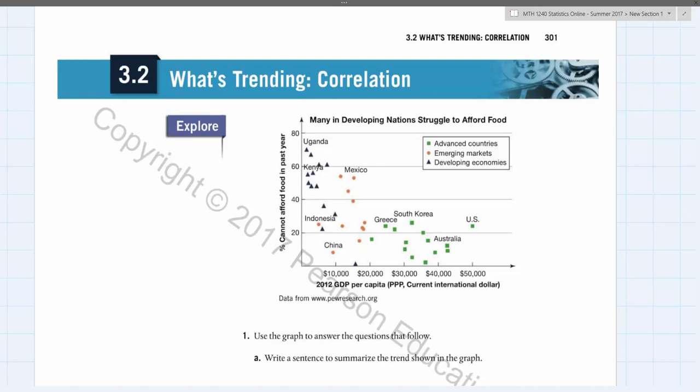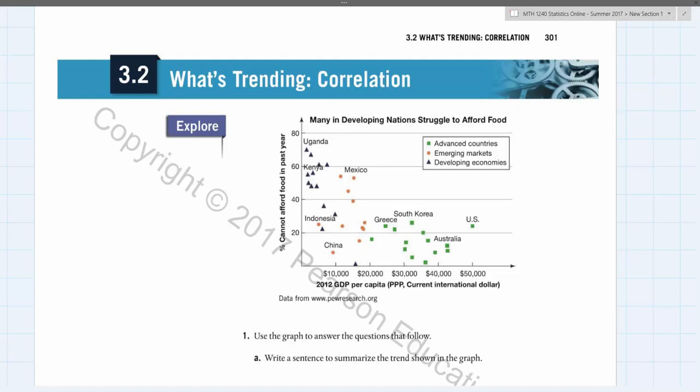So this lesson is looking a little further into correlation. Last section we went through scatter plots, and now we're doing a little more with correlation, just prepping you for something you're going to do in statistics called regression, which has a lot of really great applications.